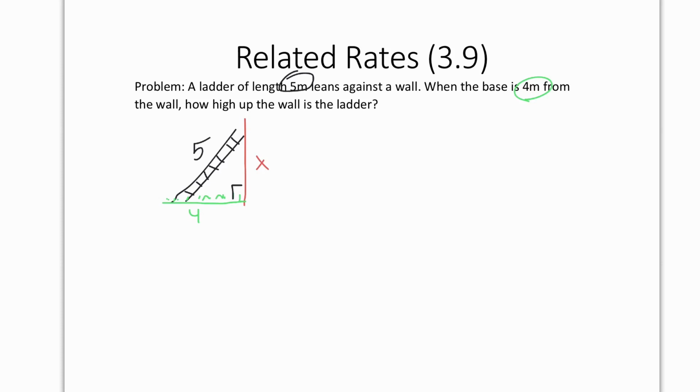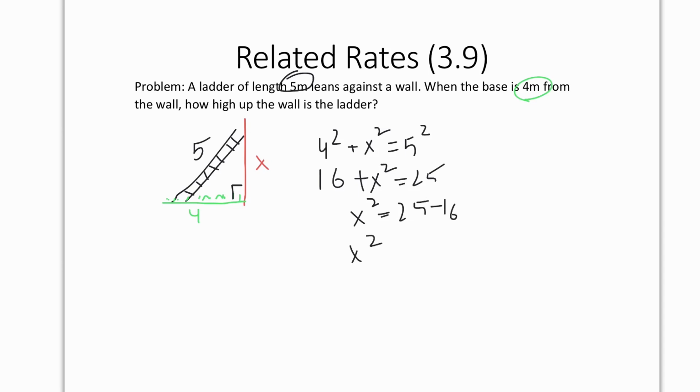So we have Pythagoras' theorem. A squared plus b squared must equal c squared. So 4 squared plus x squared equals 5 squared, or 16 plus x squared equals 25. So x squared equals 25 minus 16. x squared equals 9. And x would equal technically plus or minus 3. But because you can't have a negative height for a wall, we obviously take the positive. So x equals 3 meters.